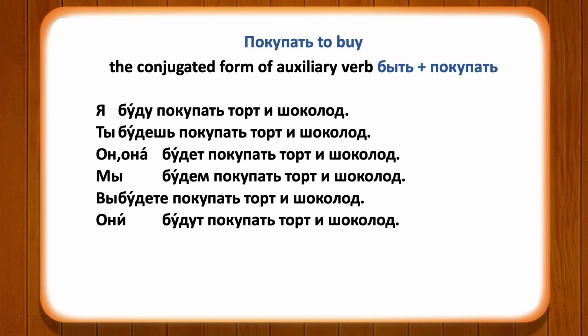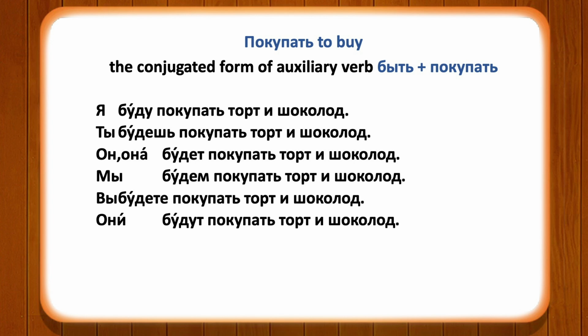It means to buy. Я буду покупать means I will buy, I will purchase or I will be buying. So я буду покупать торт и шоколад means I will be buying a cake and chocolate. A cake and a chocolate. Ты будешь покупать торт и шоколад. It means you will be buying a cake and a chocolate.